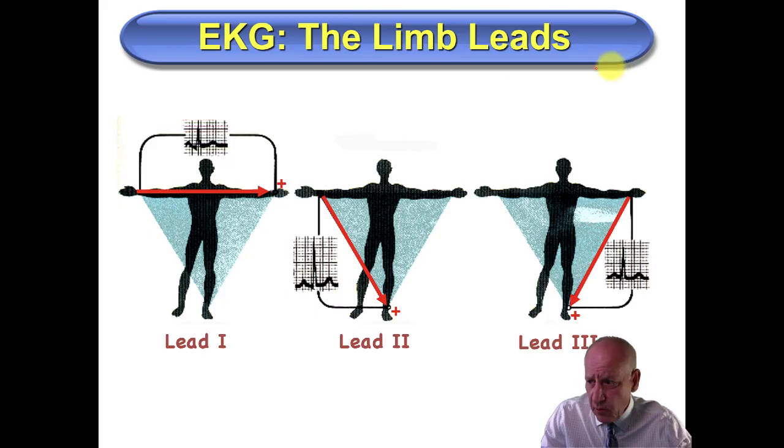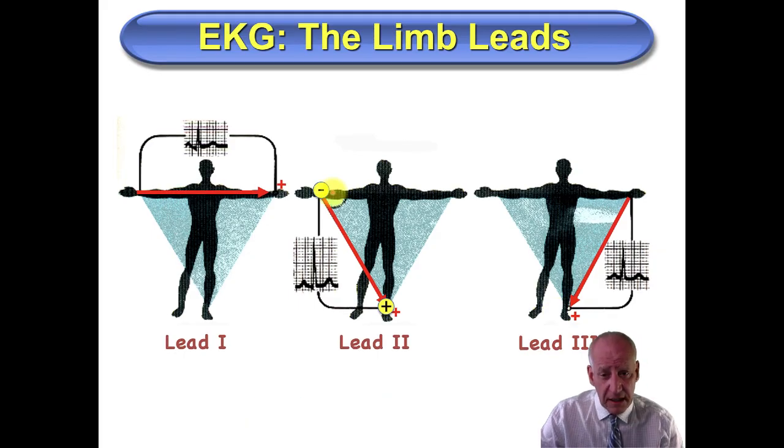Lead 1 records the potential between the right arm and the left arm, with the left arm designated as positive. Lead 2 records the potential between the right arm and the left foot, or the left leg, with the left leg designated as positive. And finally, lead 3 records the potential between the left arm and the left foot, with the left foot positive. So the 3 limb leads form a triangle over the chest called Einthoven's triangle.